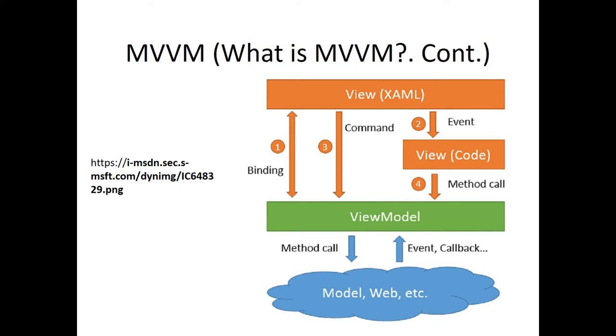And then your view model will have calls back to your model, or the web, or whatever you want to use. Your models don't have to be local, but your plain old C# objects that represent data in your application will be there. So you'll have load data or save data or whatever you need. Okay.